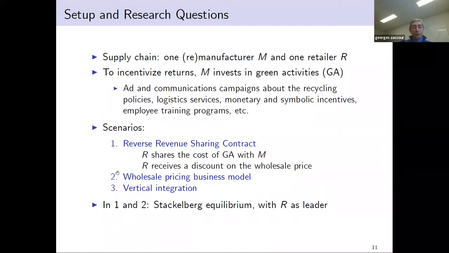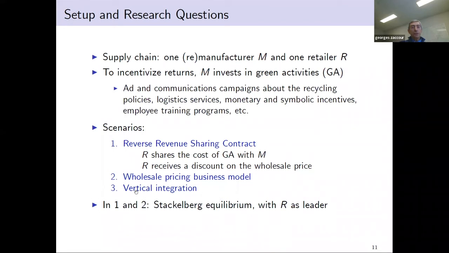We are going to determine the result in 3 scenarios and to contrast them. One is, which is the main part, reverse revenue sharing contract. Here, the retailer is sharing the cost of the green activities with the manufacturer, and in return, the retailer is receiving a discount on the wholesale price. Okay. Here, because the manufacturer will be producing with used components, it gains something, and this something is shared with the retailer.